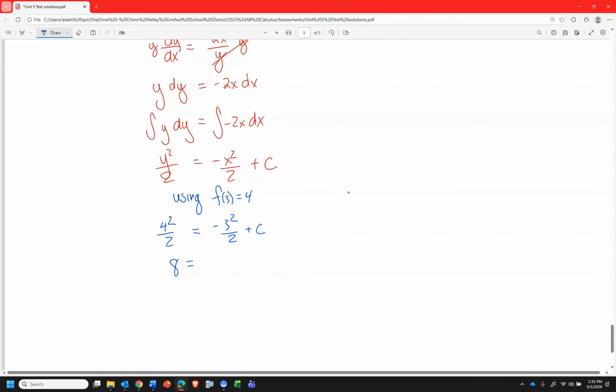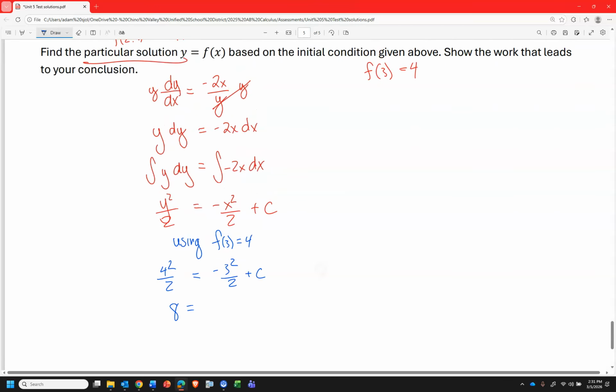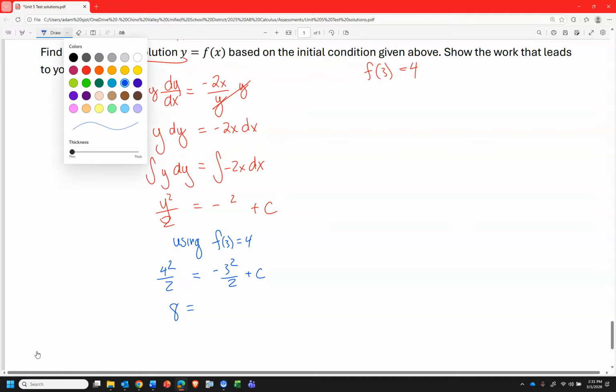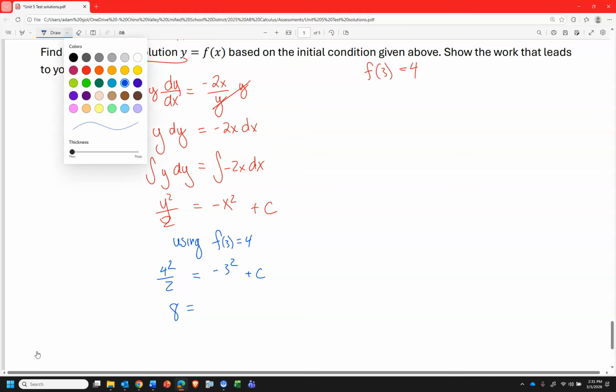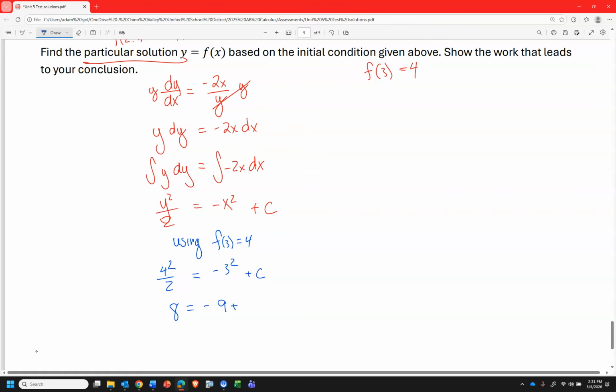Do I have that backwards? Gosh darn it. Y squared over 2. What's going on in my tiny little brain? Well, I must be tired. How about the antiderivative of negative 2x is negative x squared? So down here, that should be negative 3 squared, which gives me negative 9 plus c.